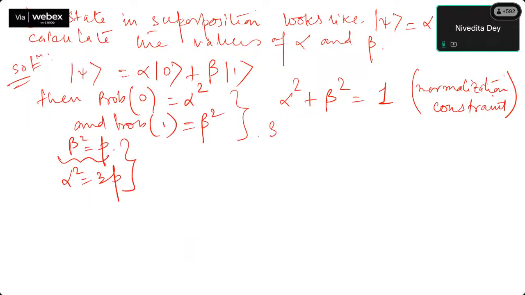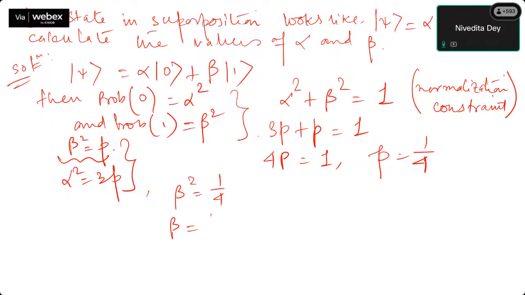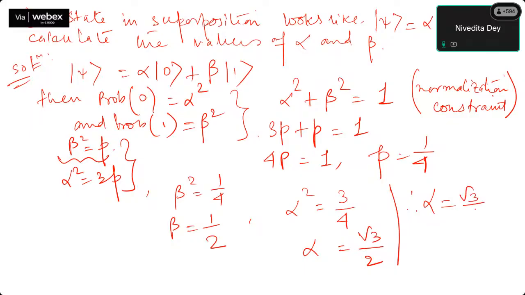So let me write it. 3p plus p is equal to 1. So 4p is equal to 1. P is equal to 1 by 4. And that means beta square is equal to 1 by 4. Then beta is equal to half. And alpha square is equal to 3 by 4. Then alpha is equal to root 3 by 2. Therefore, the values of alpha and beta are root 3 by 2 and 1 by 2.